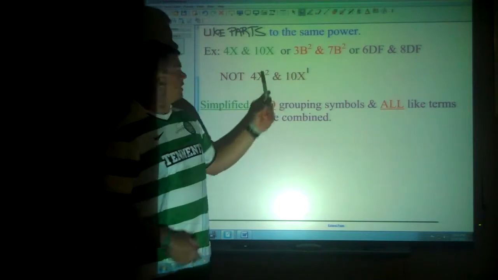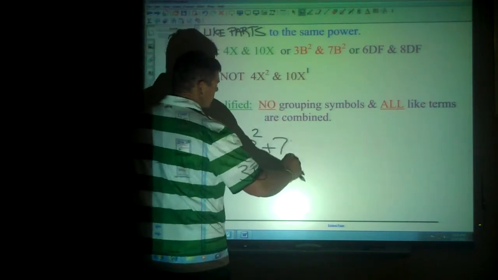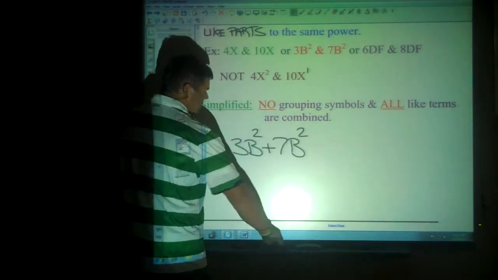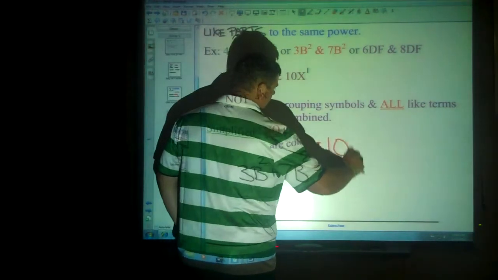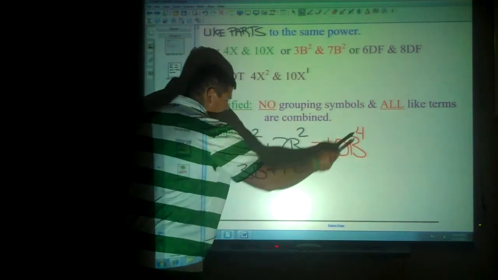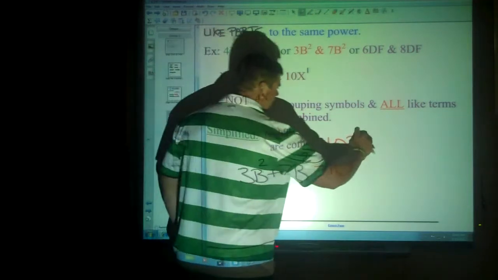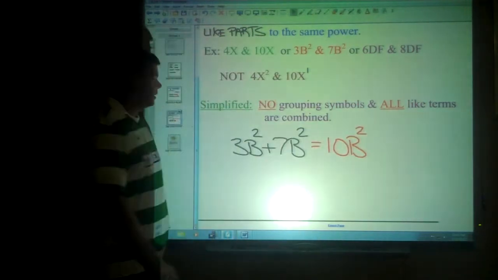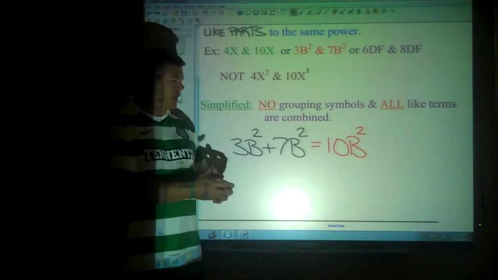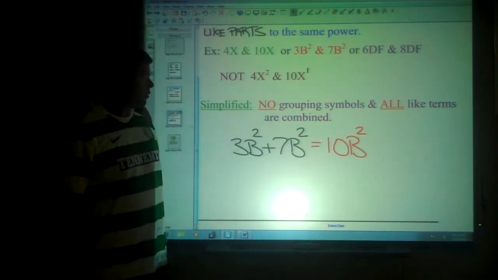One of the common mistakes, if someone were to take 3b squared and add 7b squared, the biggest mistake I see is 10b to the 4th. That's the mistake right there. Don't write to the 4th. Keep the exact same exponent. If you had 3 b squareds and someone gave you 7 more b squareds, you'd have a grand total of 10 b squareds. That's what you would have.